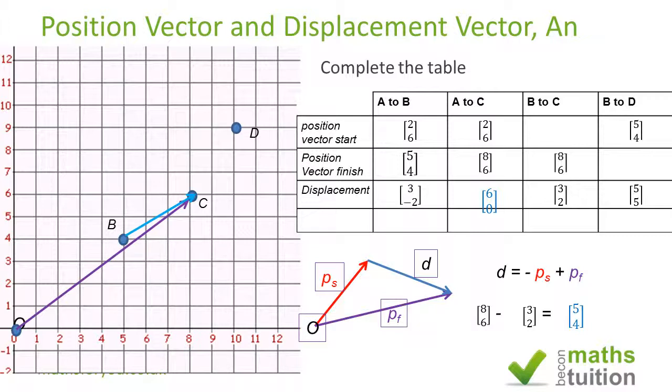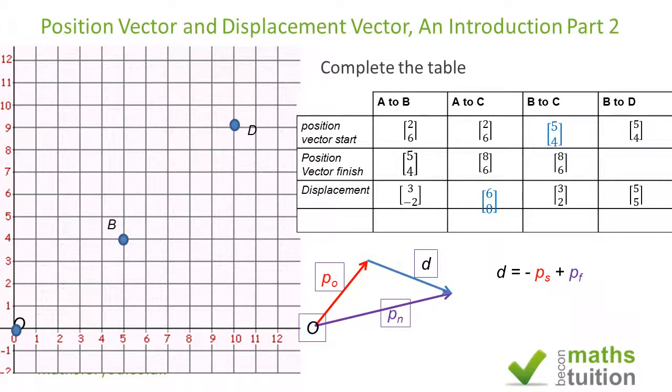So P_S, at the start of the flight from B to C, the position vector of the aircraft with reference to the control tower is (5, 4), and that's what we got there. And if we check, that's 1, 2, 3, 4, 5, 1, 2, 3, 4, and that's correct. That figure there is the same as that one there, so those should agree, and we're okay.